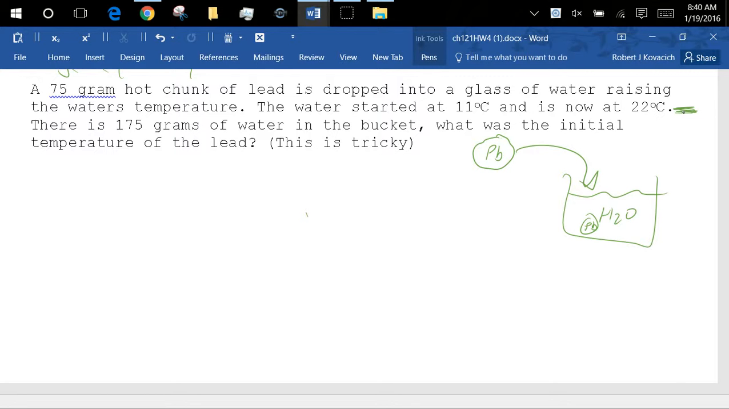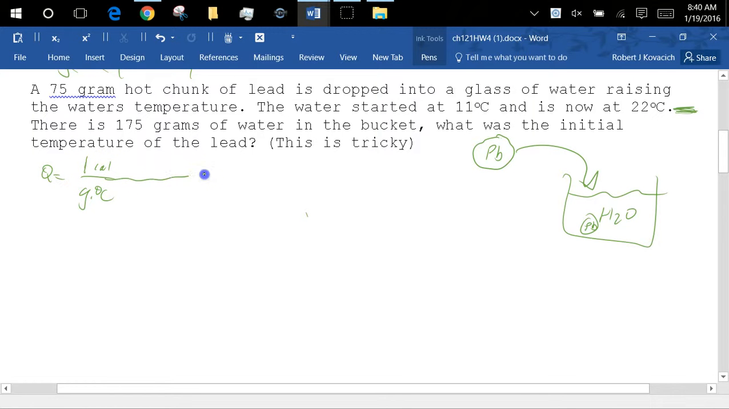calculate its initial temperature. Somebody said earlier that we could calculate how much heat the water gained. Absolutely true, so we can go ahead and do that. I need to know the heat the water gained, so I'm going to use Q, and then it's 1 calorie per gram degrees C. Where did I get that from? The specific heat of water. You don't need to know it, but it's easy. It'll be on the test.